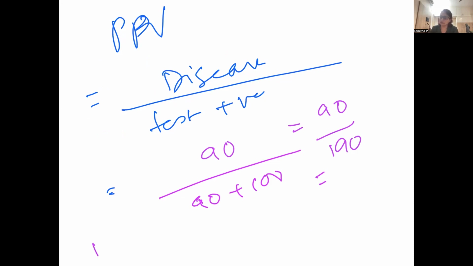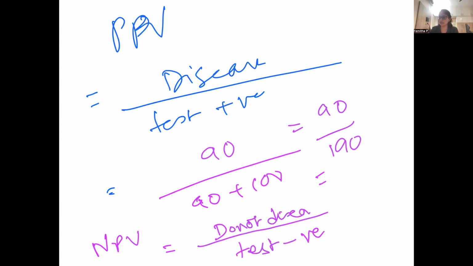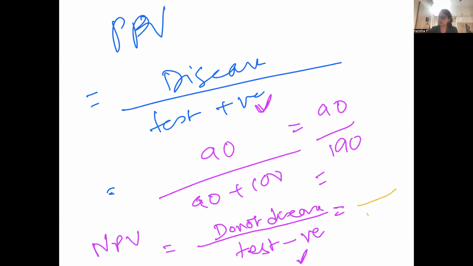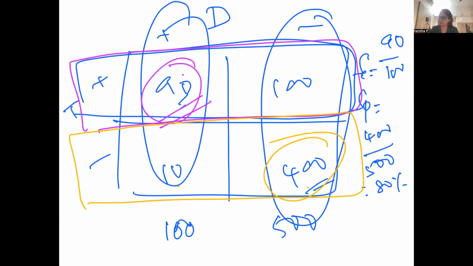Now, let us look at NPV. What was the definition of NPV? NPV was that out of all those who have test negative, how many do not have disease? That was the definition, right? So the denominator was the test result in PPV and NPV. Now you have, out of all those who have test negative, that is 400 plus 10, 410.